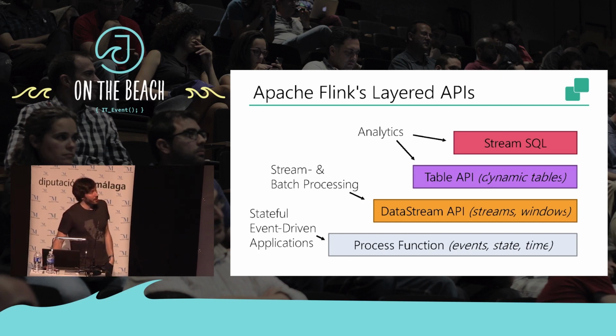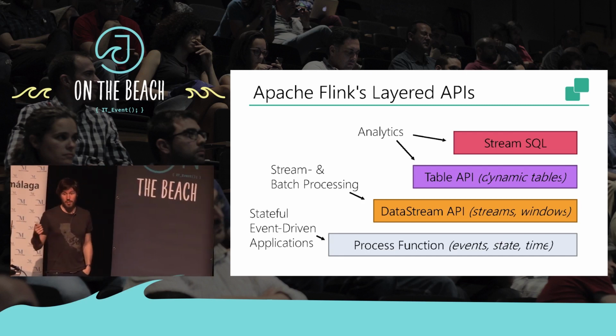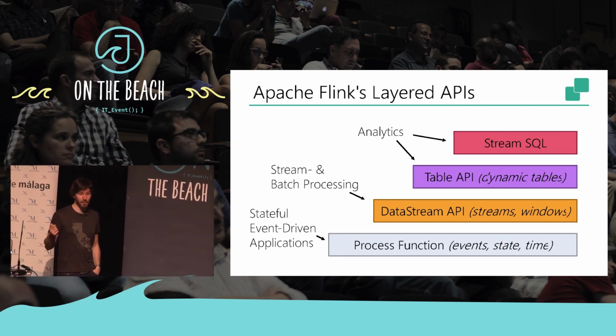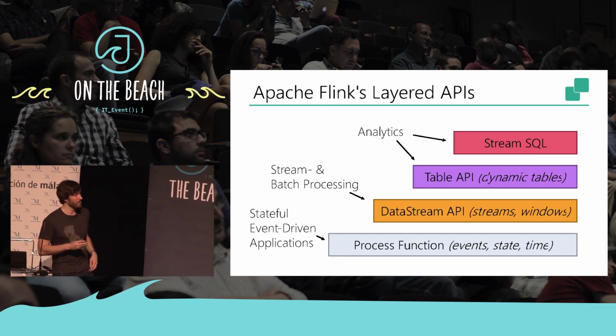On top of the low-level process function, you have an API for stream and batch processing actually both together. That gives you a view of streams rather than individual events, and higher-level primitives like windows: tumbling windows, sliding windows, session windows, and so on. The typical things that you may want to do on streams if you do streaming analytics.